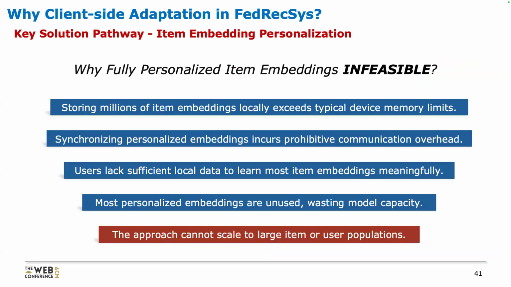So finally, these issues compound to make the whole approach unscalable as catalogs and user bases grow. In short, without a more efficient design, fully personalized item embeddings are simply infeasible at a real-world scale.